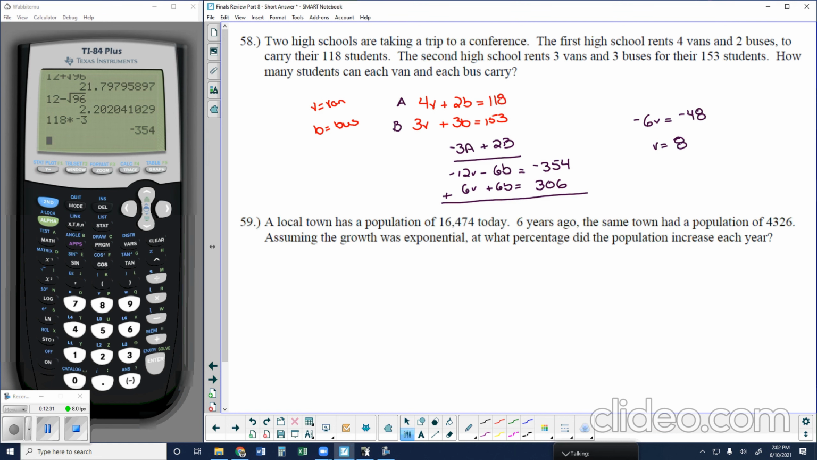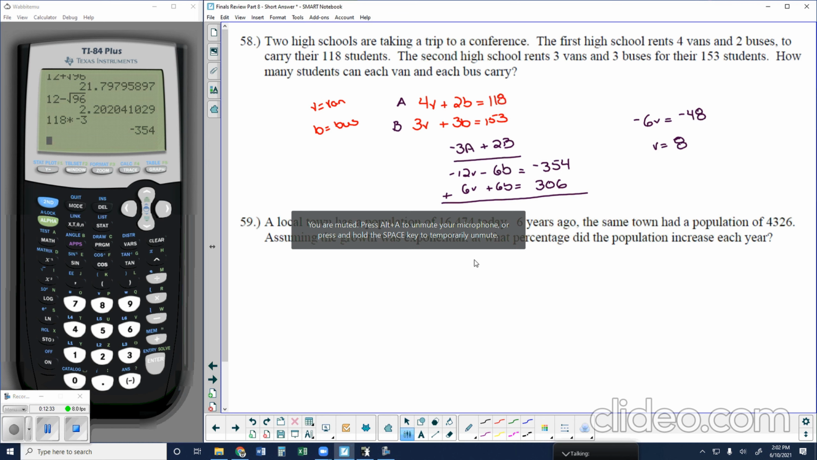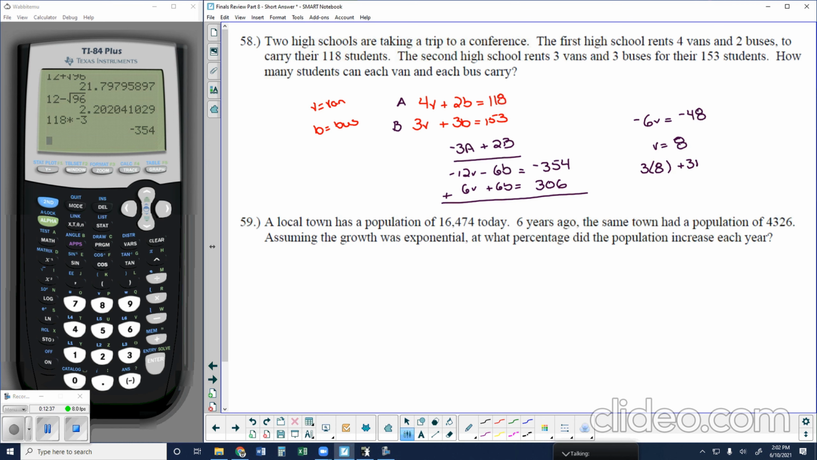And then I can go ahead and substitute this back into one of the equations. So 3 times 8 plus 3B equals 153. 3 times 8 is 24, and I'm going to subtract that from 153. So 3B equals 129, and divide that by 3. And B equals 43.